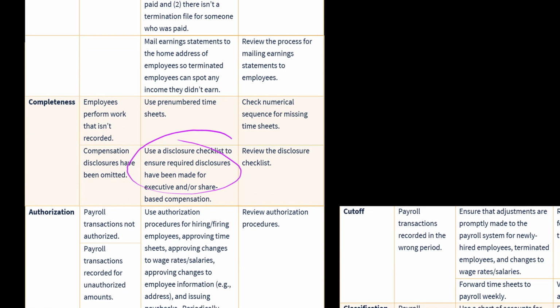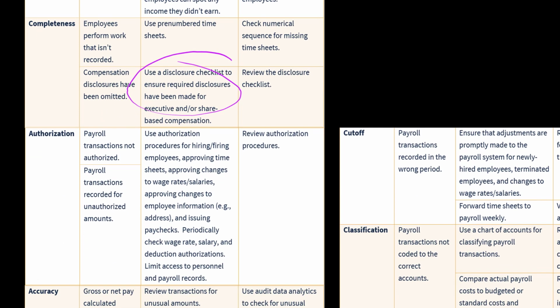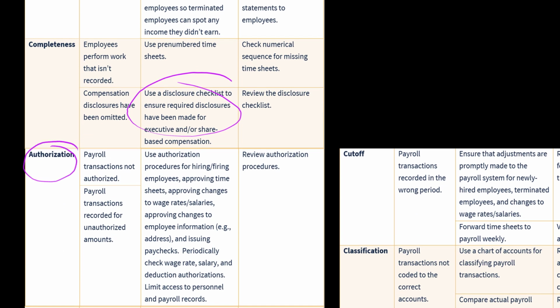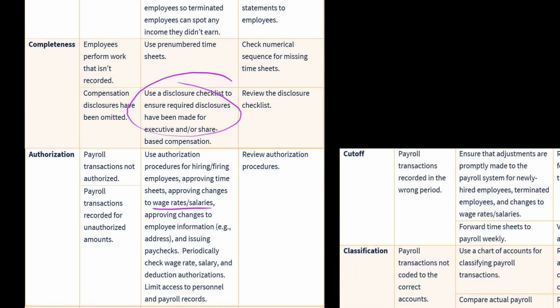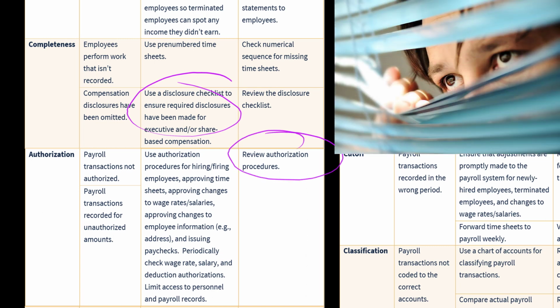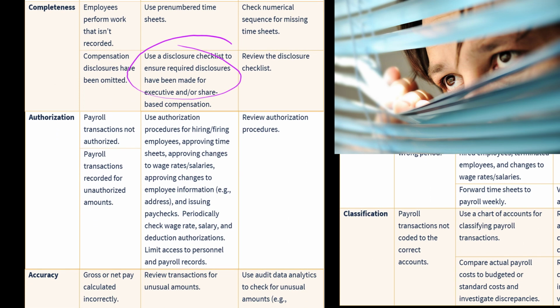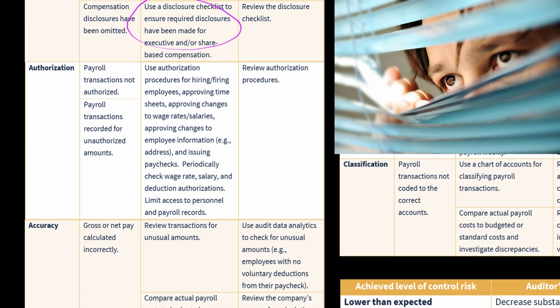So now, when it comes to authorization, remember that authorization is a very important assertion for payroll, because we don't want just anybody to be able to add people to payroll. And we don't want just anybody to be able to increase the salary of someone on payroll, anything like that. You don't want to have a ton of different people who can just go and make changes to the payroll system. So the auditor should very carefully review who in fact is authorized to add people to payroll, remove people from payroll, change their pay rate, things like that.